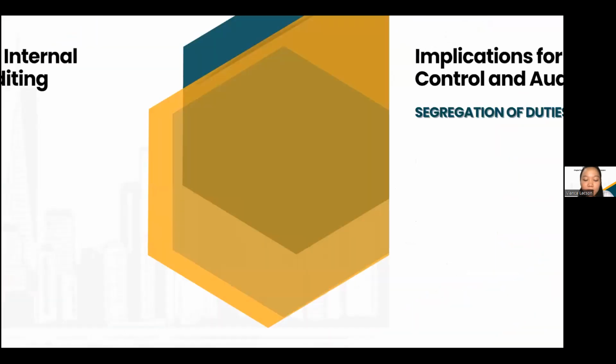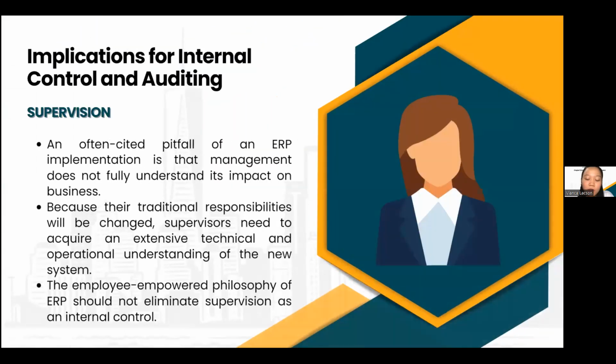The third one is supervision. An often cited pitfall of an ERP implementation is that management does not fully understand its impact on business. Too often, after the ERP is up and running, only the implementation team understands how it works. Because their traditional responsibilities will be changed, supervisors need to acquire an extensive technical and operational understanding of the new system. Typically, when an organization implements an ERP, many decision-making responsibilities are pushed down to the shop floor level.